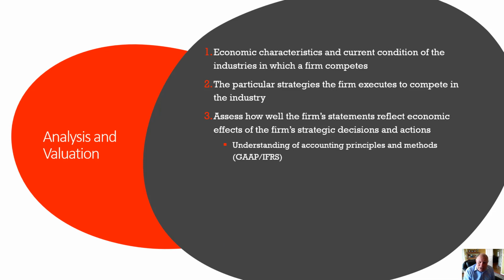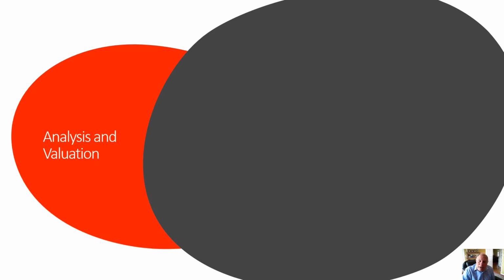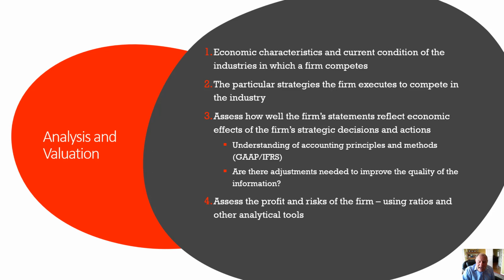We had to take a look at sometimes the accounting principles and methods, whether that's GAAP or IFRS, to better understand. In the most recent one, are there adjustments we need to make to the quality of the information? Those are important things here. We then looked at the profits and risks of the company. We used ratios and other analytical tools. Now, that is Project 1 and 2, what you have done so far.